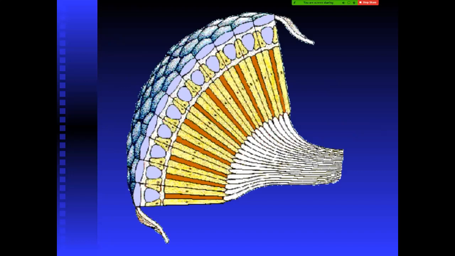So each one of these is going to pick up on light. So they're going to have a lens on the outside. Light's going to travel through, hit pigments, and then cause the cell to respond, and then send information down neurons to the brain.